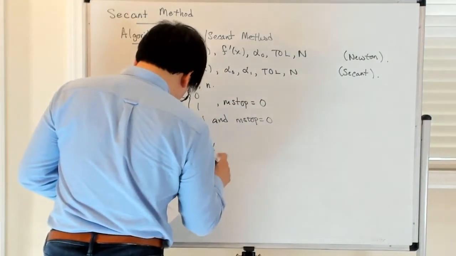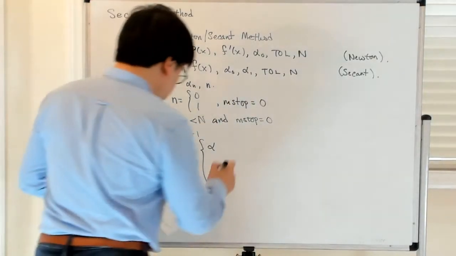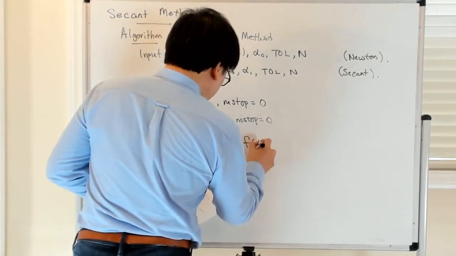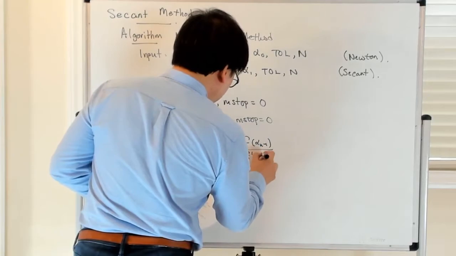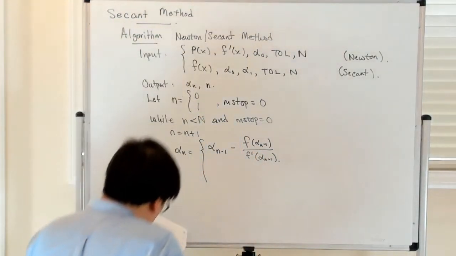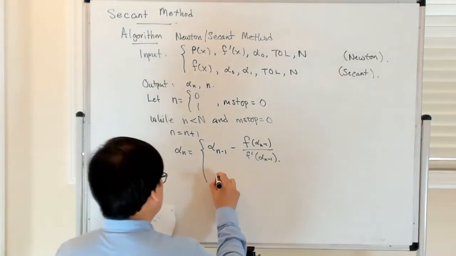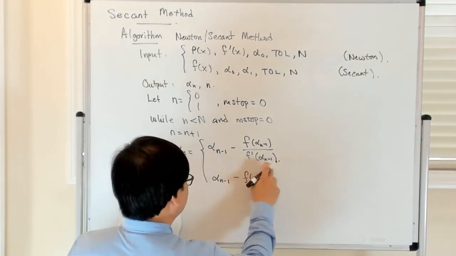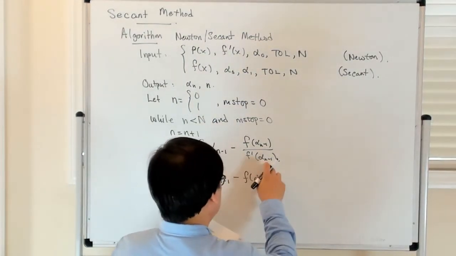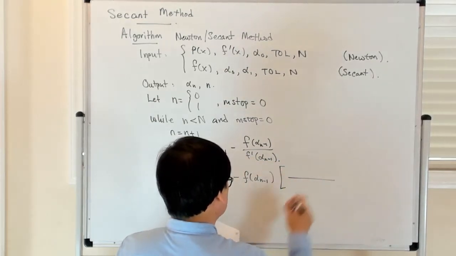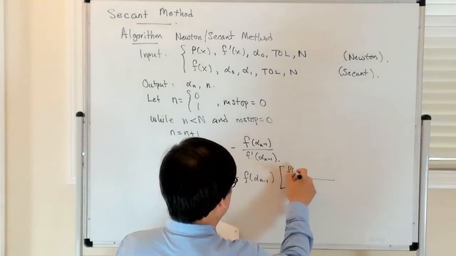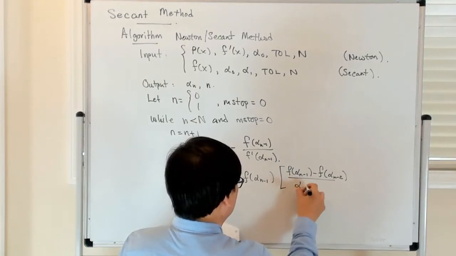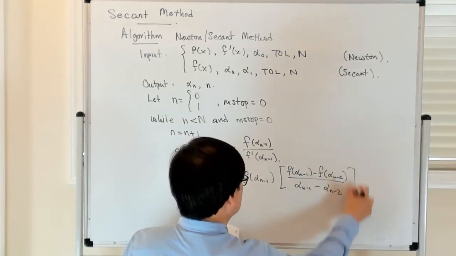So this again is broken up into two cases, one for Newton and one for secant. So in the Newton method, it's alpha n is equal to alpha n minus 1 minus f evaluated at alpha n minus 1 divided by f prime alpha n minus 1. Okay, so that's the Newton method. And then the secant method is again very similar, except that instead of the derivative, you replace it by the slope of the secant line. So that's f alpha n minus 1 minus f alpha n minus 2, over alpha n minus 1 minus alpha n minus 2. Okay.